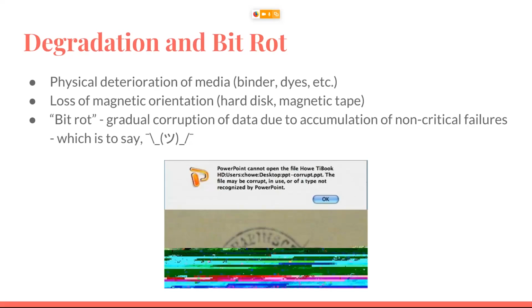But there are any number of reasons why very small failures in a digital signal could cause it to suddenly give you an error message, like what we're seeing here with this PowerPoint file. So I don't want to scare people with bit rot, but it is a sort of catch-all term for our unexplainable and unidentifiable reasons for digital loss.